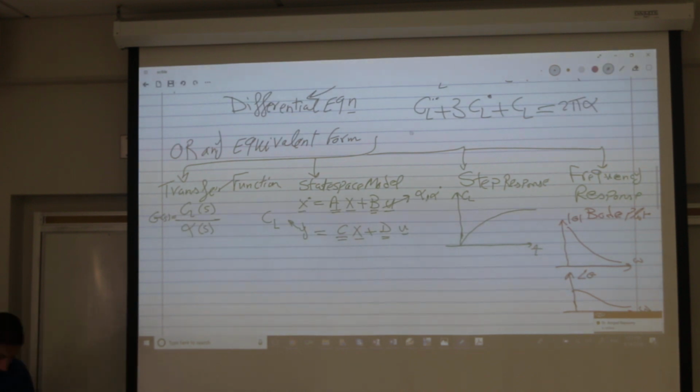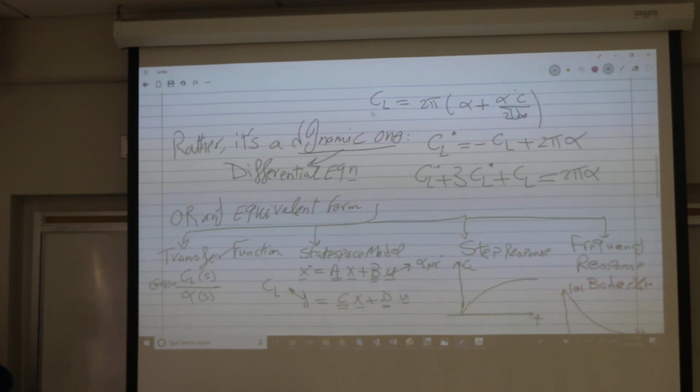So this is our objective in this course, is to develop such a model. Okay? This is the objective. If you're developing an unsteady aerodynamic model for your research, this is the objective, is to develop one of these guys. Okay? Any question, please?